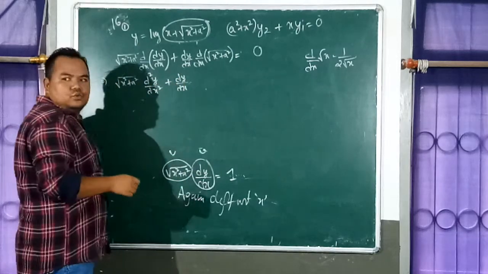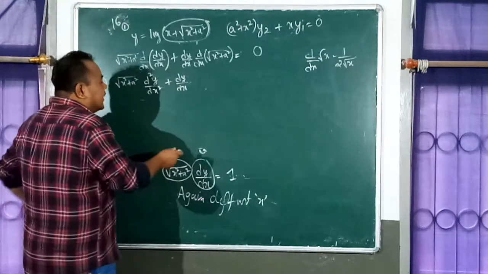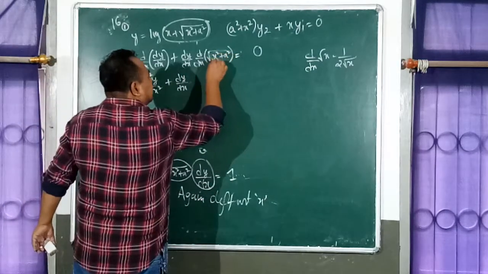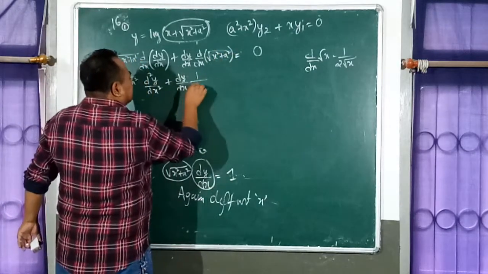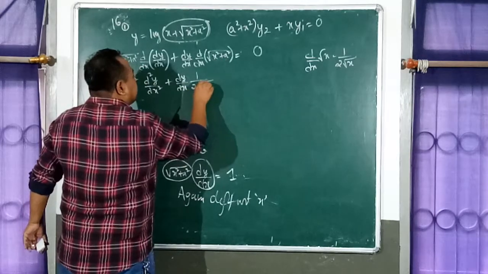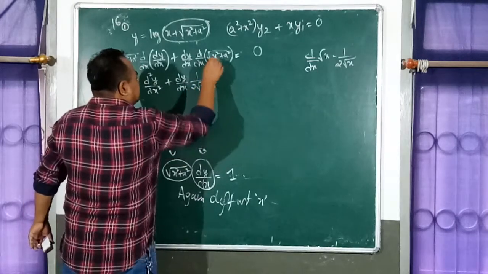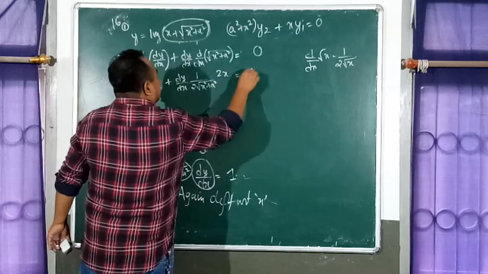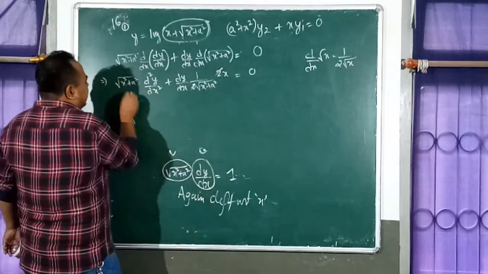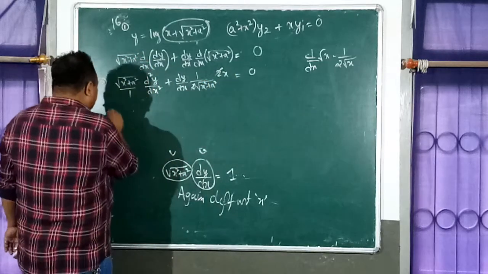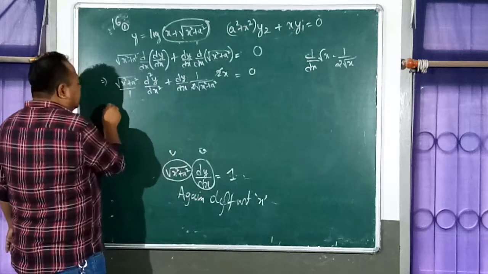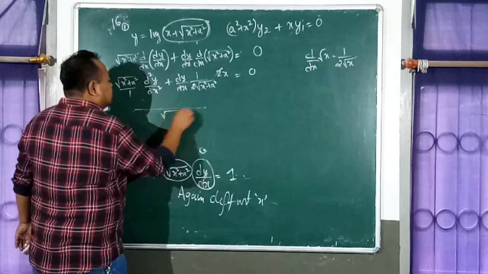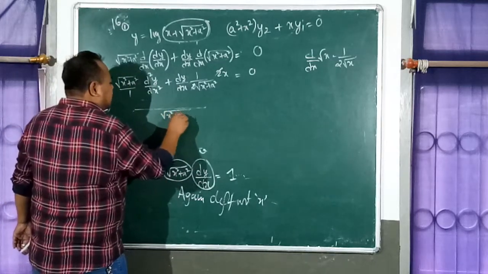What should be inside the root x? Again the same process which we have done in the previous case. Root x, it is 1 by 2 root x, but this is just an assumption. Differentiation of x square is 2x. So 2 and 2 get cancelled. So what is the LCM of these two? LCM of these two is root x square plus a square.